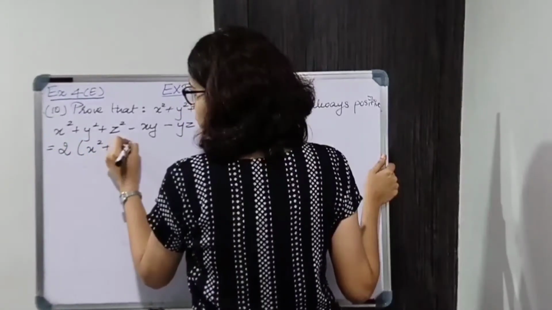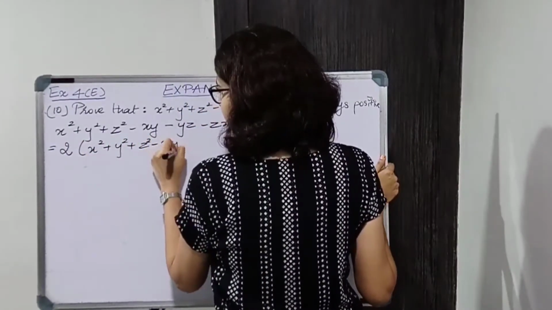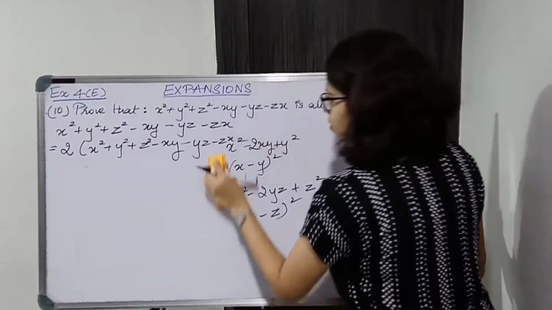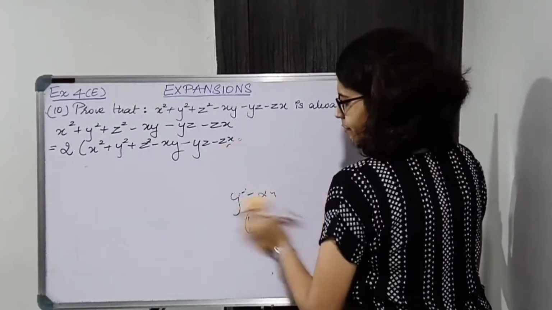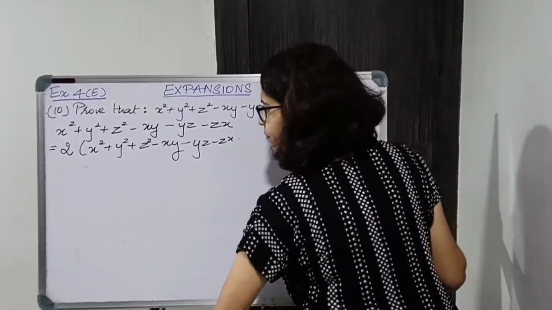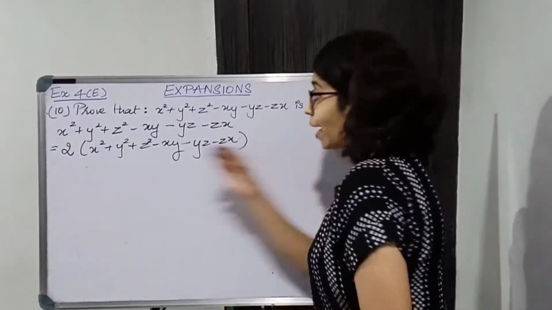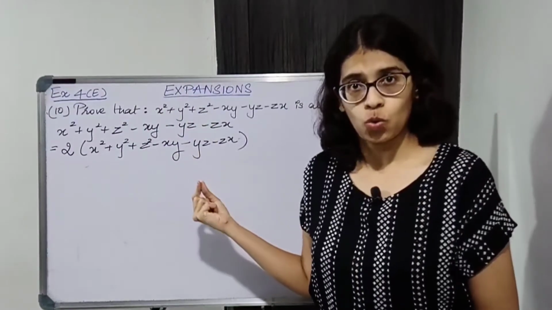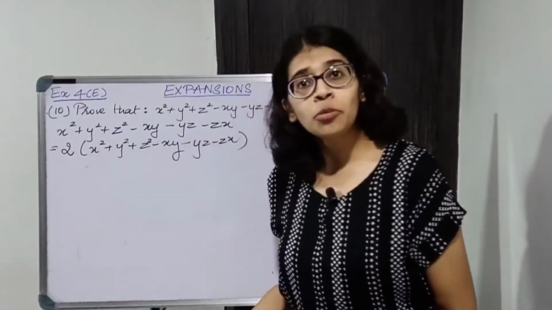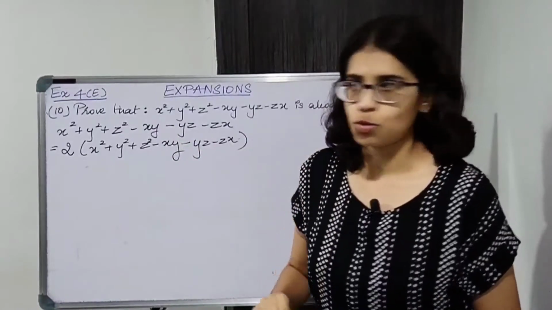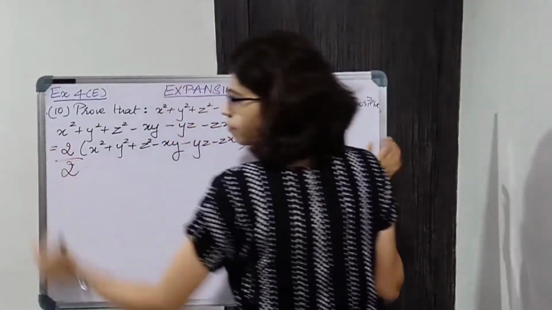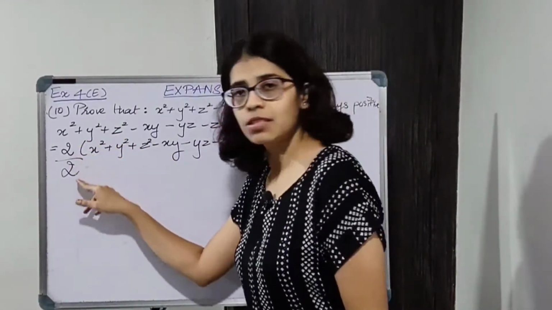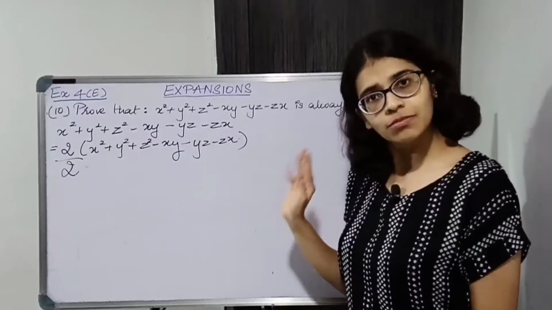X square plus y square plus z square minus 2xy minus yz minus zx. I have not opened the bracket yet. So the entire thing we multiply by 2. But can we just multiply? No. If you are multiplying in the numerator, you have to multiply in the denominator also. So in the denominator there is nothing, so I can write it like this, 2 upon 2 into this.